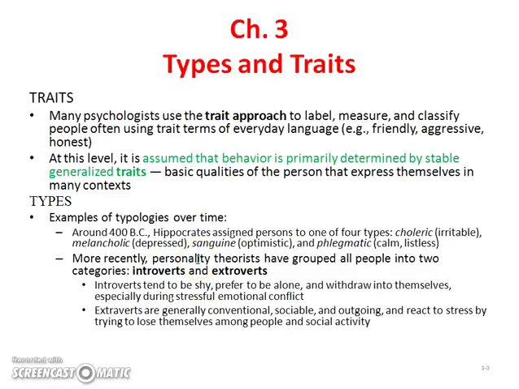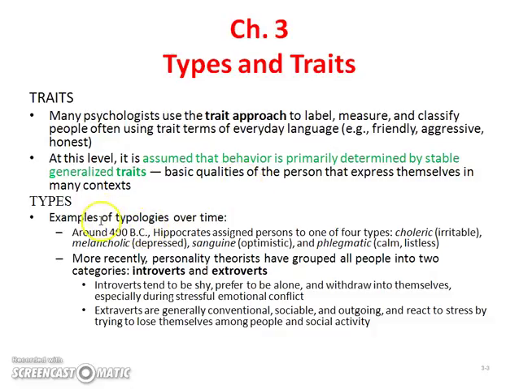The constructs of traits and types are defined in the readings, and this lecture outlines the reading, so you can find this information in your textbook too. But basically, the trait approach is used to label, measure, and classify people by the way they behave and with adjectives that are often common everyday words. And at the trait level, it's assumed that behavior is primarily determined by stable, generalized traits that people possess, qualities they express themselves with in many contexts and across contexts.